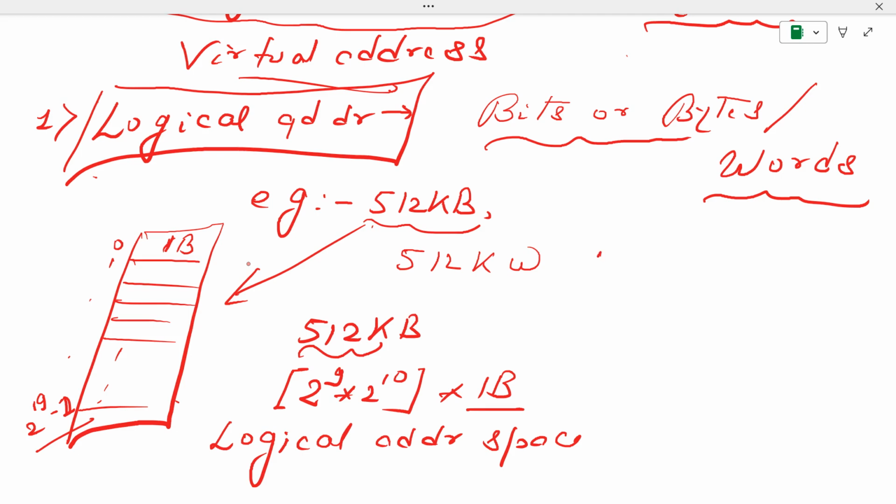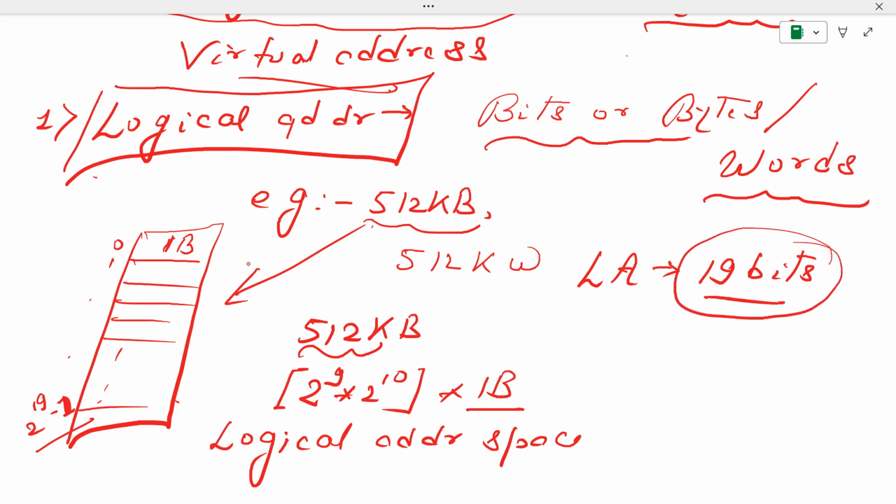And if we talk about the logical address, or LA, how many bits will it be? 19 bits. To represent all these 2 raised to the power 19 rows, we need 19 bits. We have already discussed how we get to the total number of bits to represent the number of rows, so we won't get into much detail. So this is the logical address, and this is the logical address space, right? In a similar way, we can have the physical address and the physical address space.